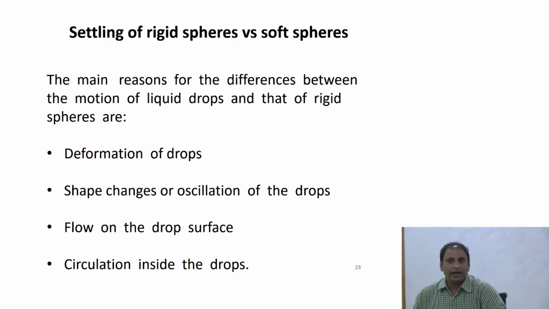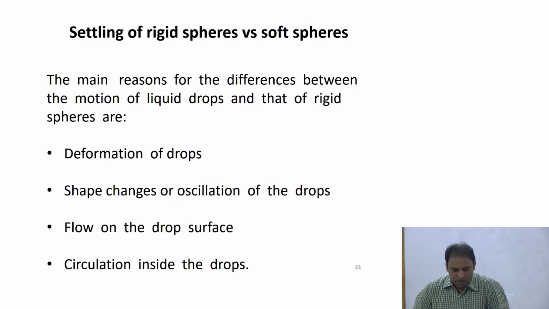Whenever you have a smooth or liquid-like surface, the flow on the surface as well as flow within the droplets are going to be different. In the case of solid spheres, I don't have to worry about flow within the particle. However, in the case of liquid droplets, there are going to be some internal circulations which can also lead to changes in the way the droplet would behave in a fluid.